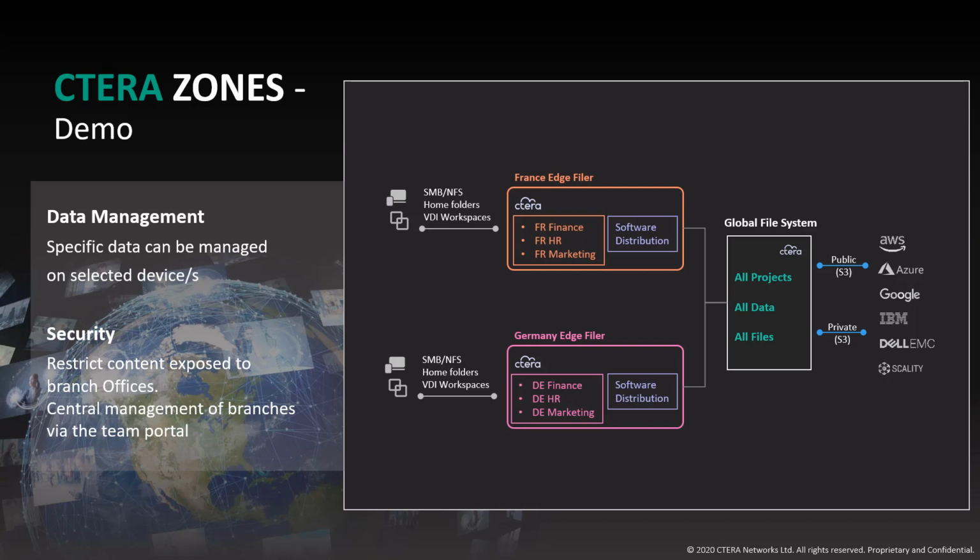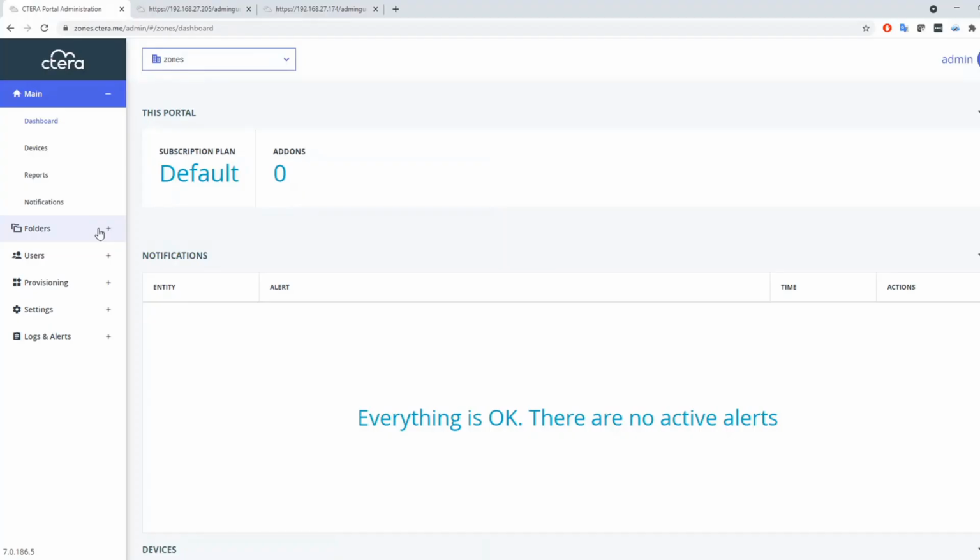In the demo, we'll see how certain folders are visible only on specific edge filers, and on the other hand, there's content which is visible to both. As you can see here, France Finance, France HR, and France Marketing folders are visible only to the France Edge filer, but the software distribution folder is available to both the France Edge filer and the Germany Edge filer. Now let's move on to the actual demo.